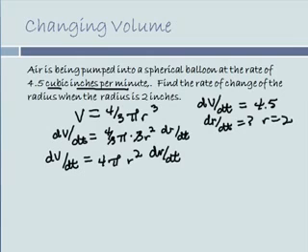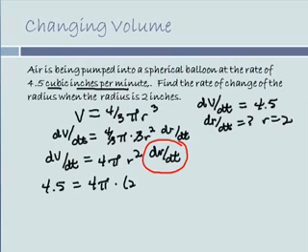We're looking for the rate of change in the radius. So this is what we're looking for. That means we have to substitute in for the other variables. The change in the volume, we said earlier, was 4.5, so that goes over here. They also told us the radius was 2, so it's 2 squared, and then times dr/dt.